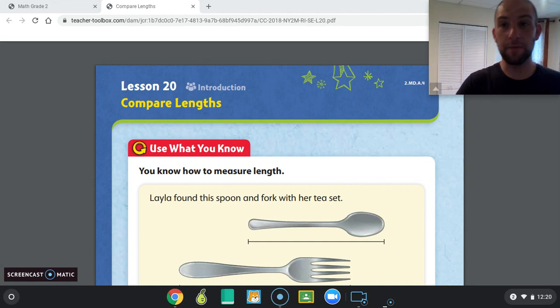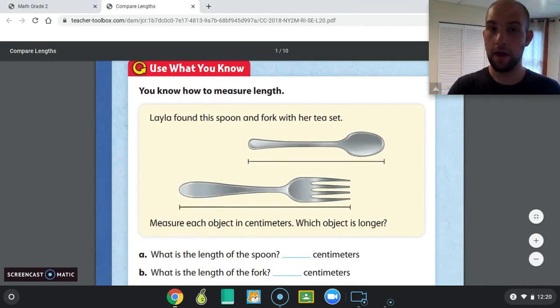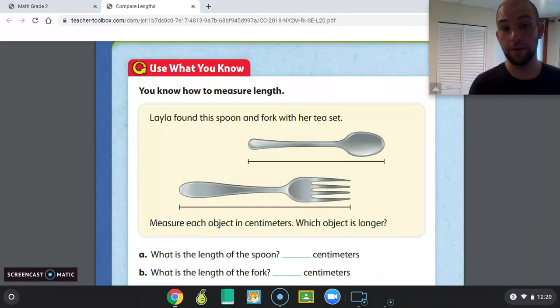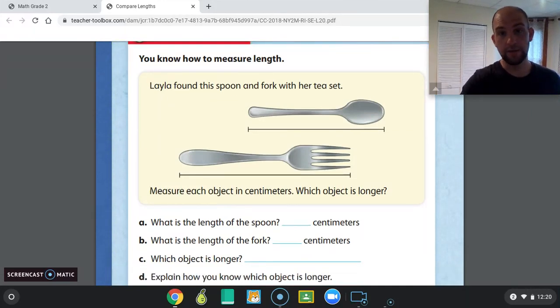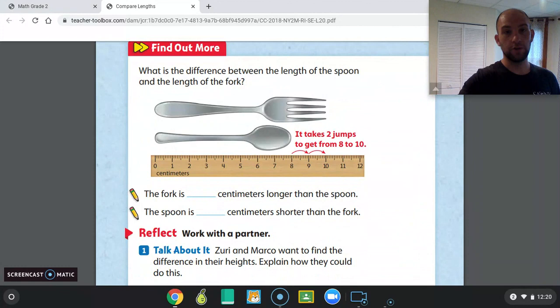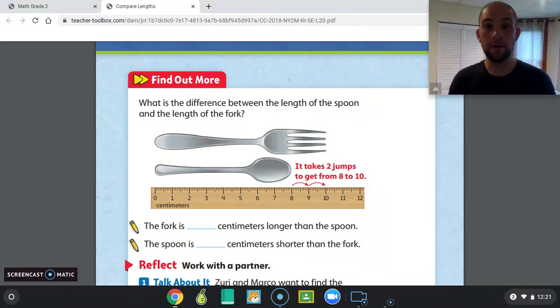So let's look at the top of our page right here. Layla found this spoon and this fork in her tea set. Measure each object in centimeters, and we're going to find which object is longer. We don't have a centimeter ruler handy, but on our next page, it will show us how long each one of those utensils is.